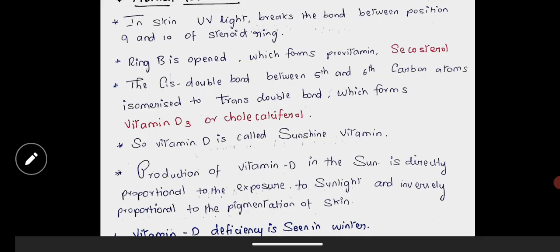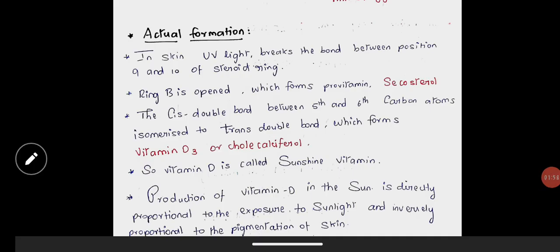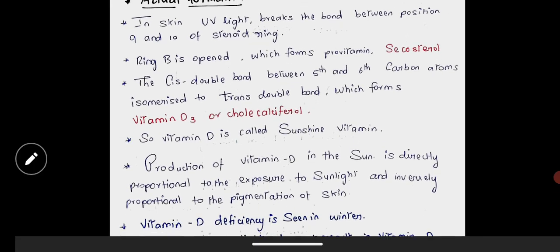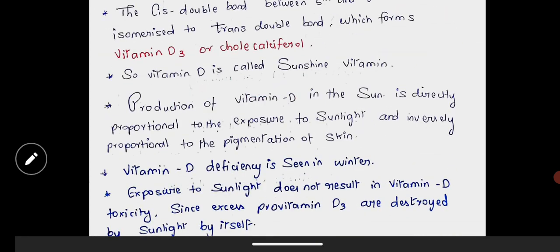So vitamin D is called the sunshine vitamin, because of this process only. Production of vitamin D in the sun is directly proportional to the exposure to sunlight and inversely proportional to the pigmentation of the skin. It is a very important and self-explanatory point. I will read it again: production of vitamin D in the sun is directly proportional to the exposure to sunlight, and inversely proportional to the pigmentation of the skin.